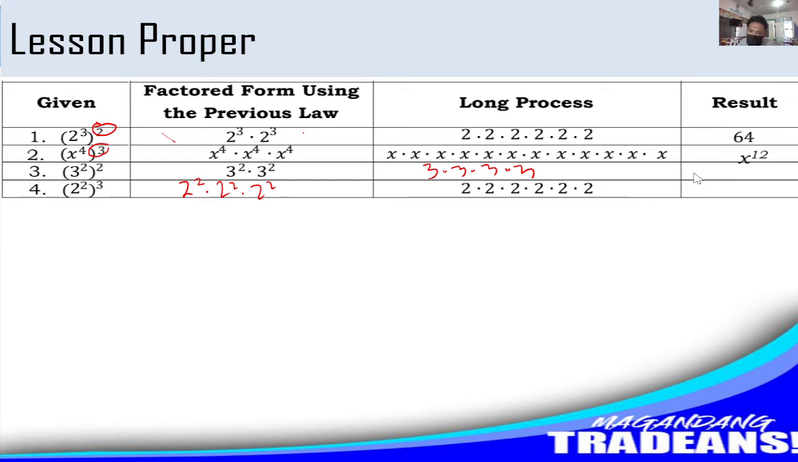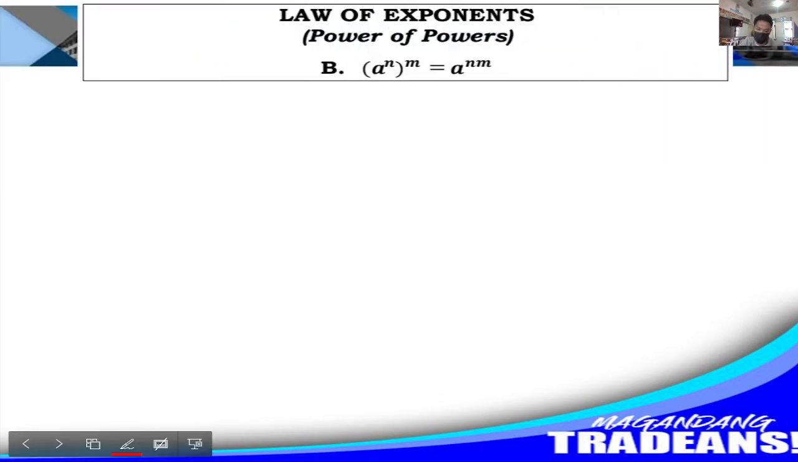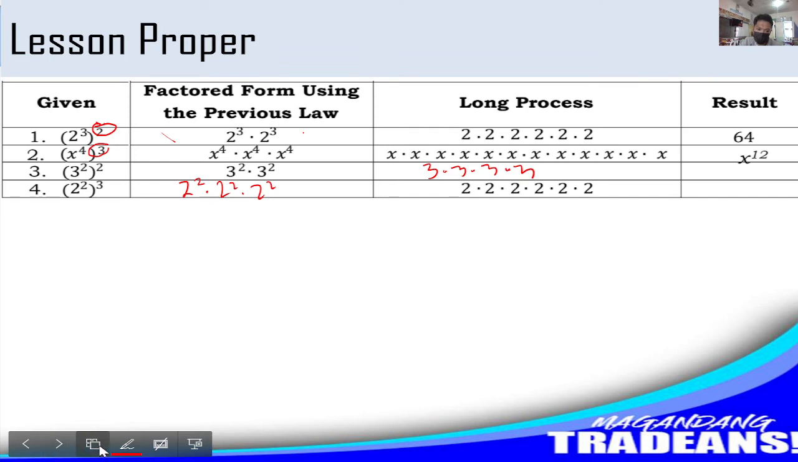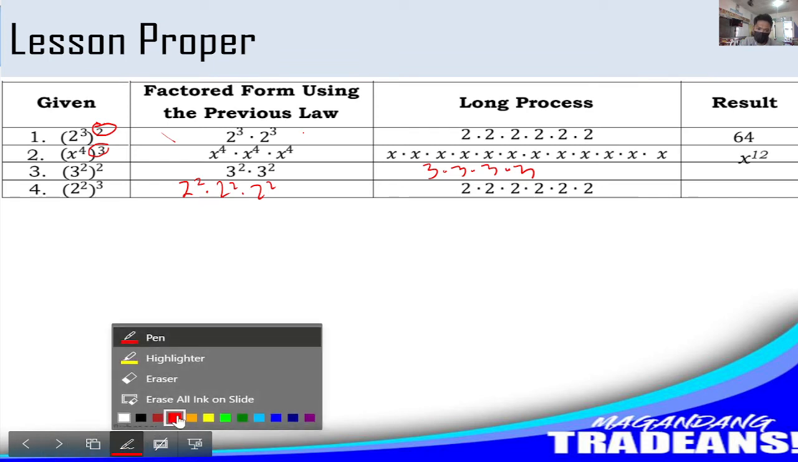So, 81 po ang sagot dito. Hindi po siya magsulat. So, 81 po ang sagot dyan. Dito naman po sa kabila, 2 times 2 is 4 times 2 is 8 times 2 is 16 times 2 is 32 times 2 is 64. Okay?